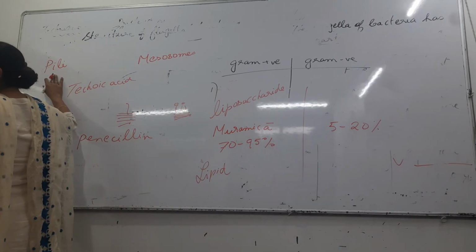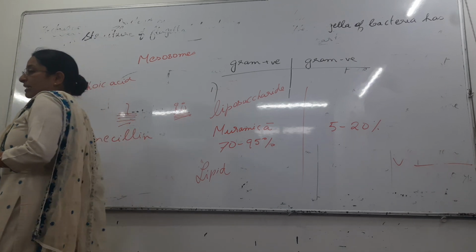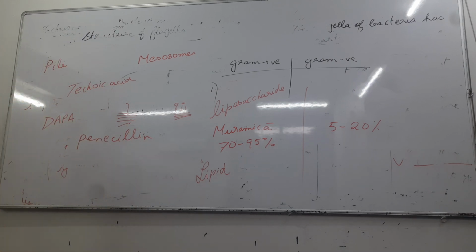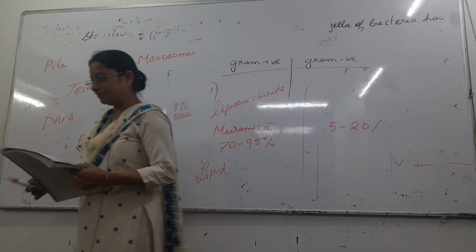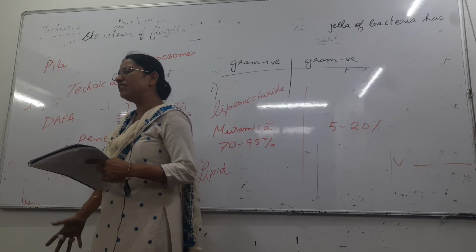Next point. Remember the structure? Pili? Pili বা পিলাই জি কোৱা লিখা. Pili usually absent. আৰু gram negative very commonly present. Very common.